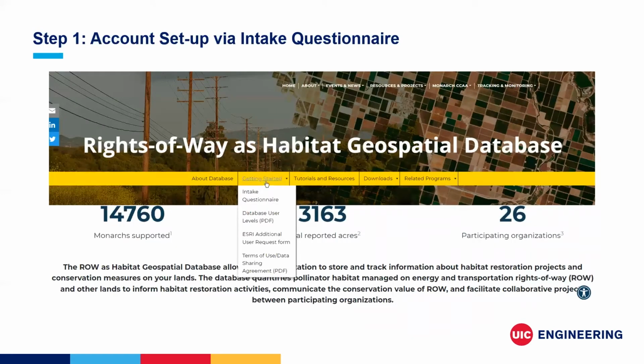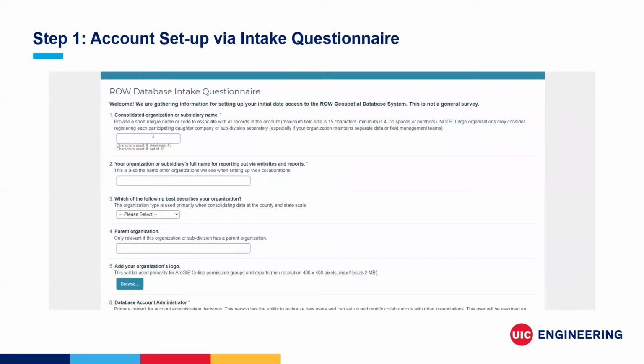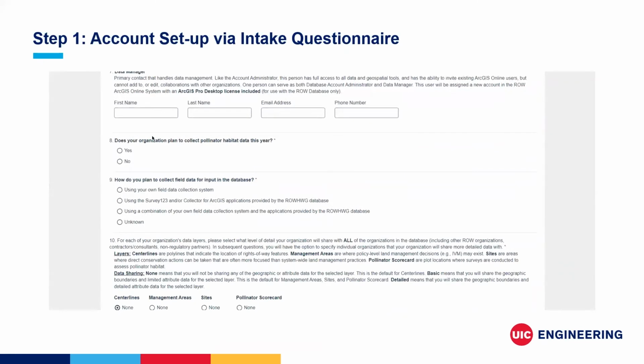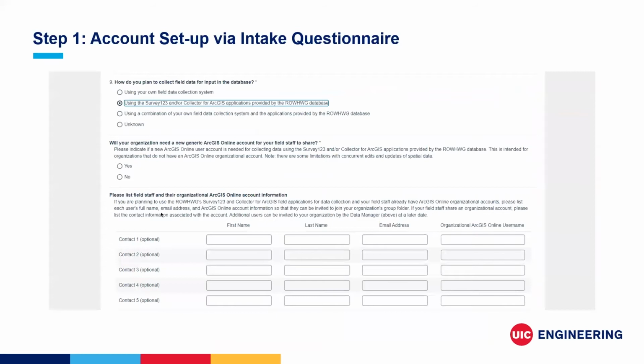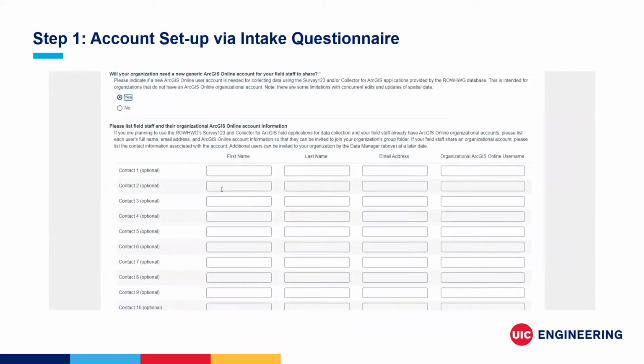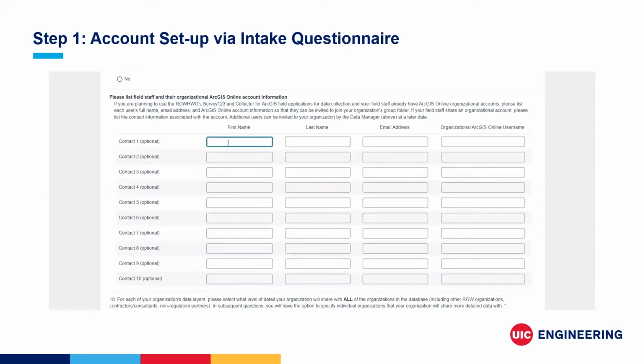To access the Pollinator Scorecard in Survey123, your organization must be registered with the Rights of Way as Habitat Geospatial Database. Users that already have an institutional ArcGIS Online account can be identified when filling out the intake questionnaire, which automatically adds those users to your organization's field worker group. This can be found on the Geospatial Database website under the Getting Started tab.